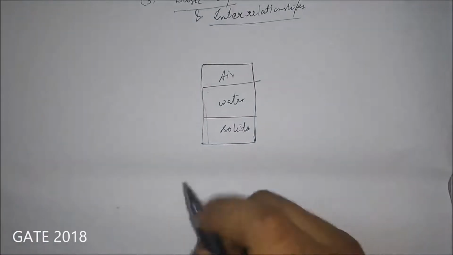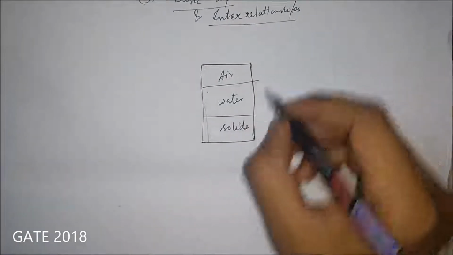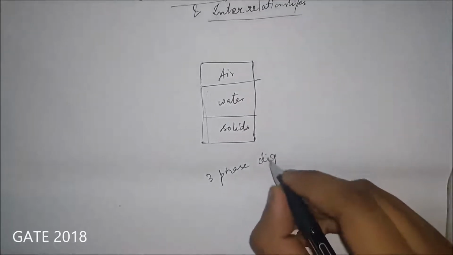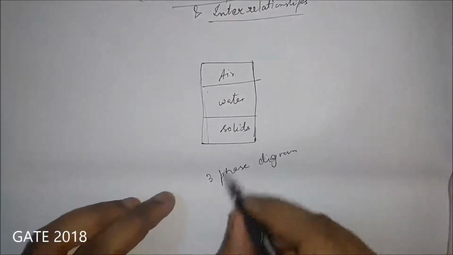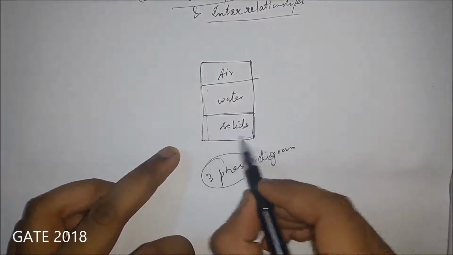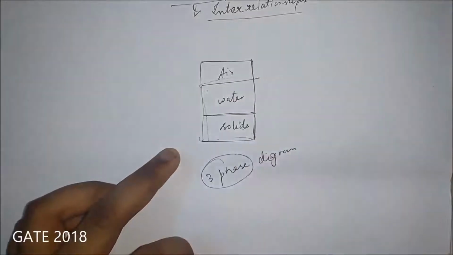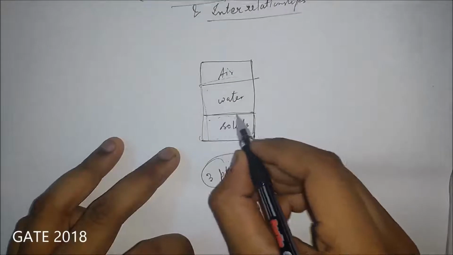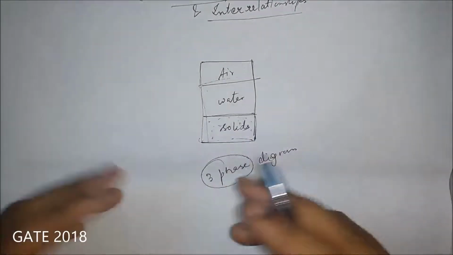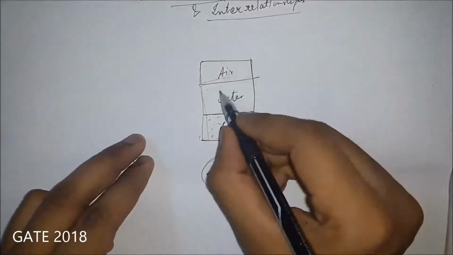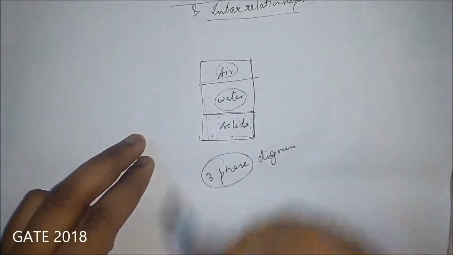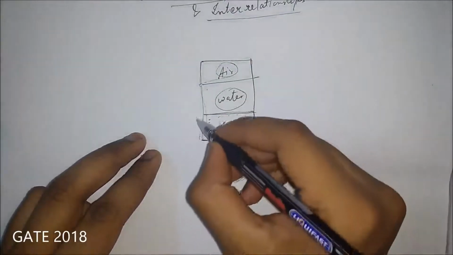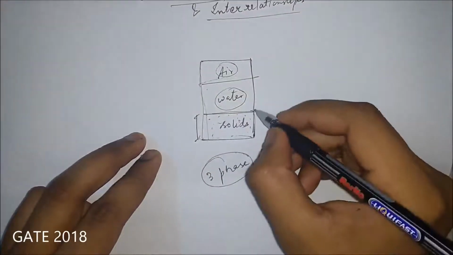Okay, so something I have drawn here, this is called as three-phase diagram. Why three-phase? These are called as the phases. What is this diagram representing? This diagram represents a general soil which will have soil particles in it and will have spaces which will be filled either with water or air or both. Now the terms here, you just have to remember them.